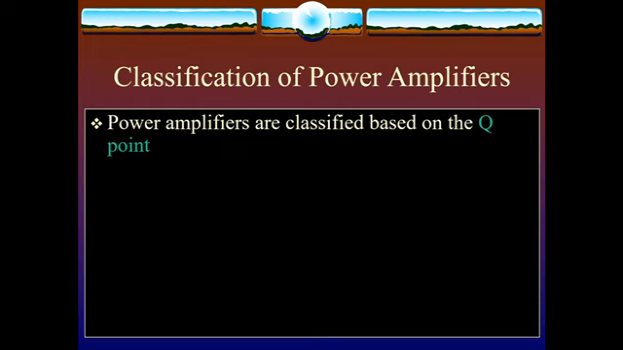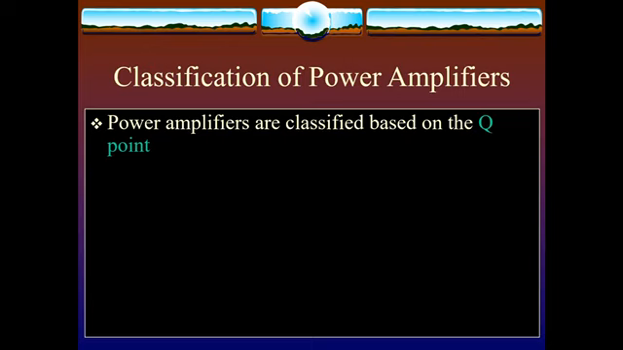Whereas noise is nothing but an unwanted signal that affects the amplifier at the output. A good amplifier should have low noise. So next, we are going to see the classification of power amplifiers. We have class A amplifier, class B amplifier, class C amplifier, class D amplifier, and class AB amplifier. These are the different types of power amplifiers which can be used for the design of audio amplifiers.